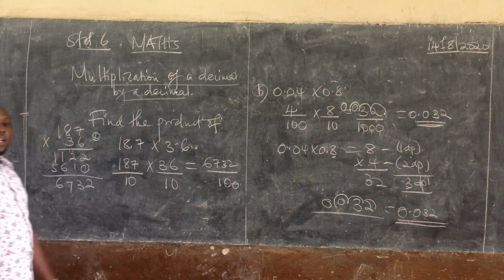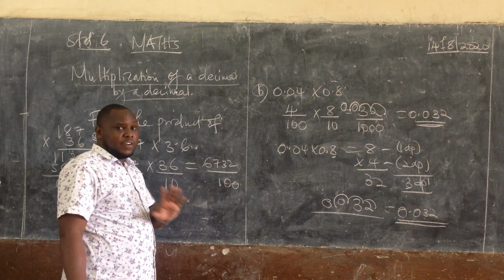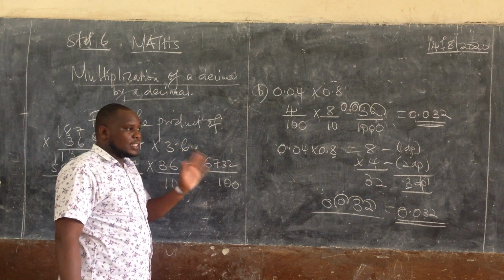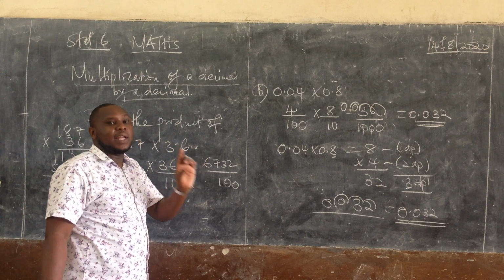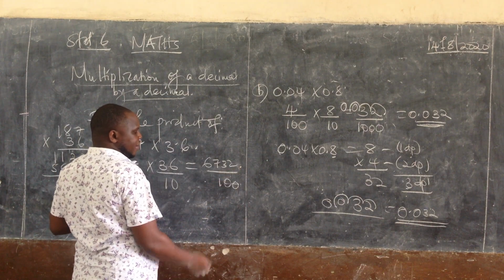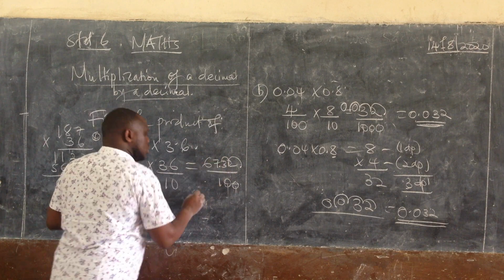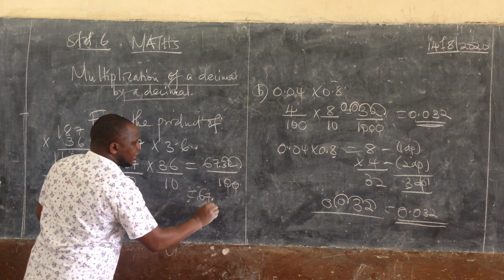So from there, we don't leave the answer as a fraction. Whenever you're talking about decimals, we don't leave the answer as a fraction. We must leave our answer in terms of decimals. So the decimal point is there. We are dividing by 100, with two zeros, so 1 and 2. So the answer is going to be 67.32.